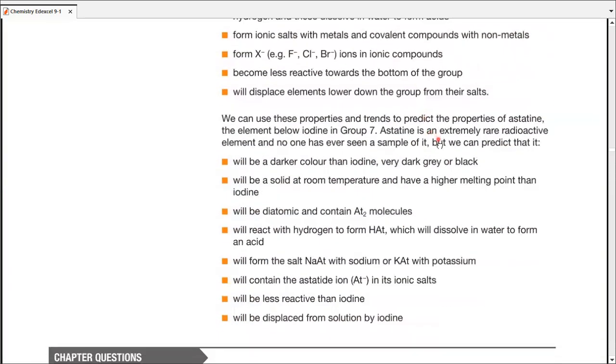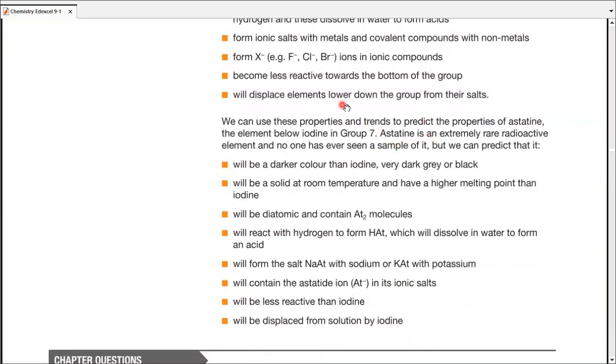And finally, anyone on the top can displace anyone at the bottom in terms of displacement reactions from their salt or salt solution. So fluorine would be capable of displacing chlorine, bromine, and iodine. Chlorine is capable of displacing bromine and iodine. Bromine is only capable of displacing iodine. However, iodine does not have the capability to displace anything, since it's the least reactive among these four.